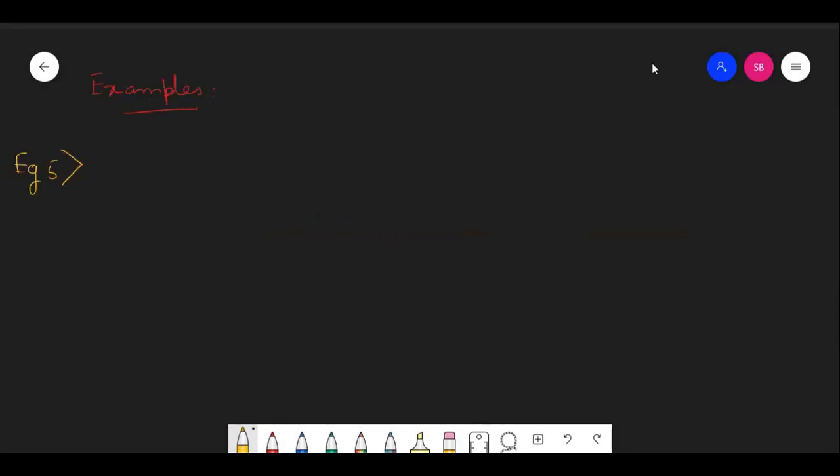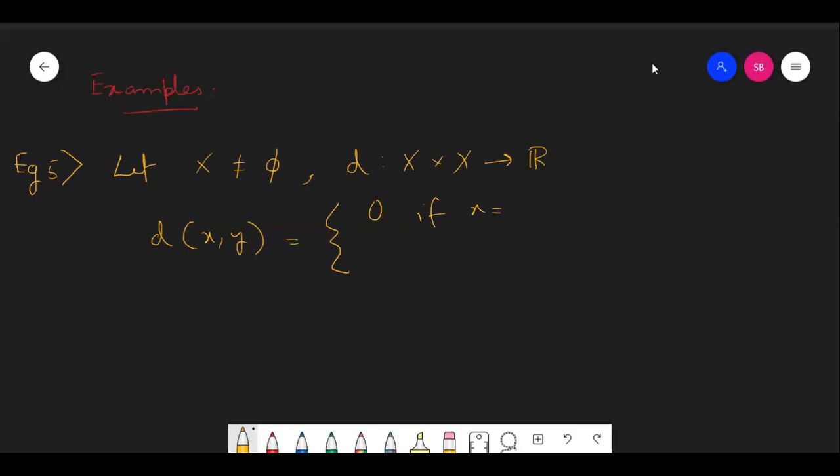Okay. So here, let X be a non-empty set. We define D of X comma Y. D is a function from X cross X to R. We define D of X comma Y to be 0 if X is equal to Y, and 1 if X is not equal to Y.